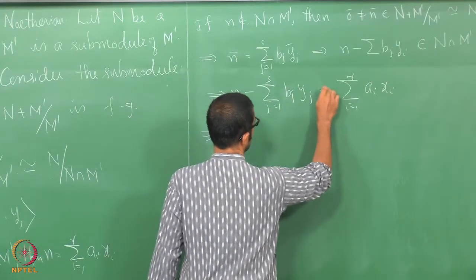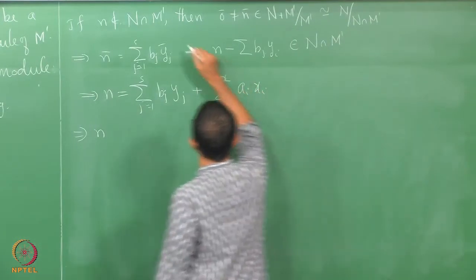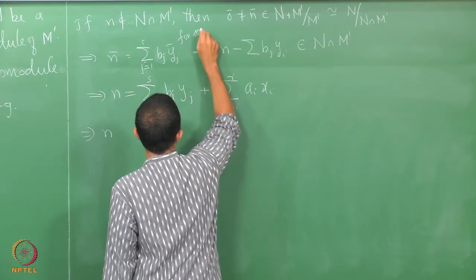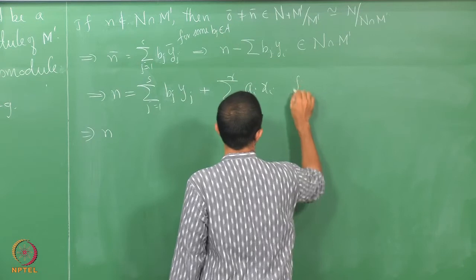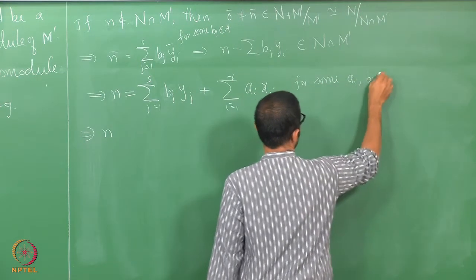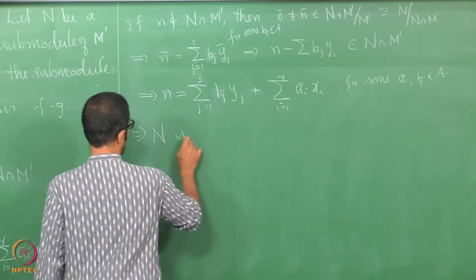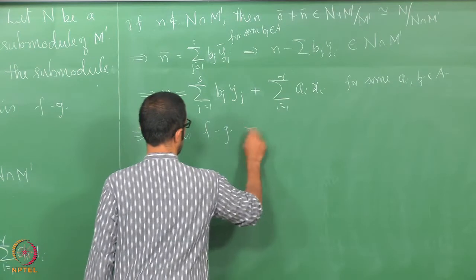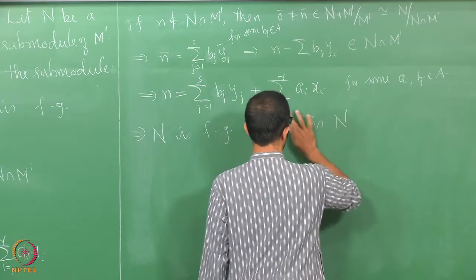So, I will simply write like this, N is equal to this, for some a_i, b_j in A. So, that implies N is finitely generated, that implies M prime is Noetherian, sorry, M is Noetherian.